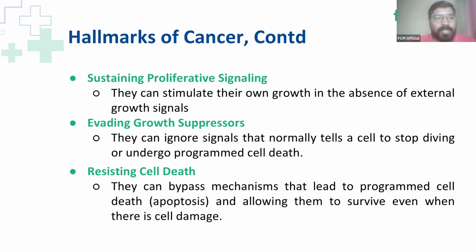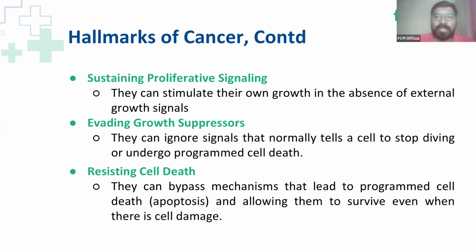So the first one is sustaining proliferative signaling. They can stimulate their own growth signals in the absence of external signals, so the cancer cells grow continuously without external growth signals. They create their own growth signals, and they also hijack the normal ones. An example is the overexpression of EGFR mutation in lung cancer.